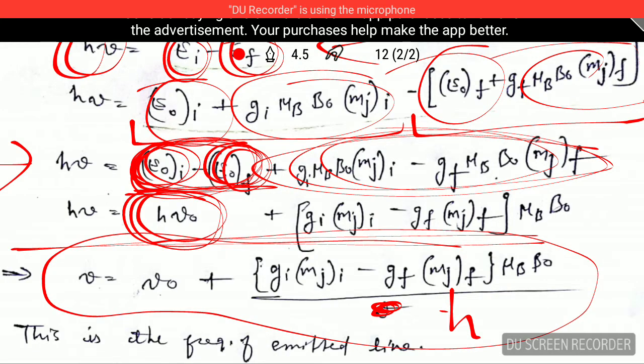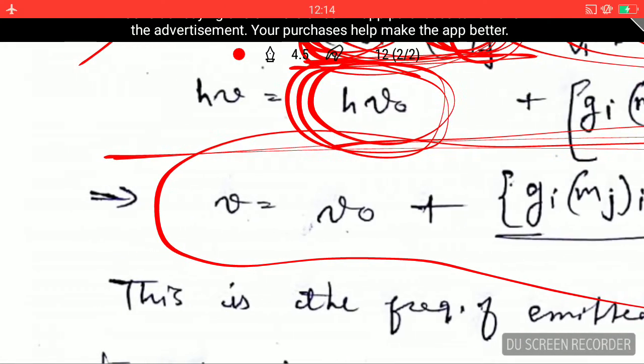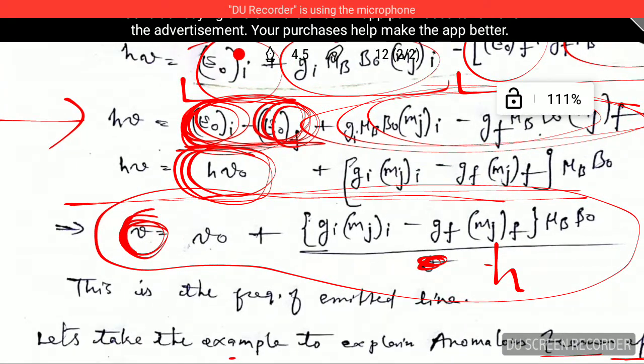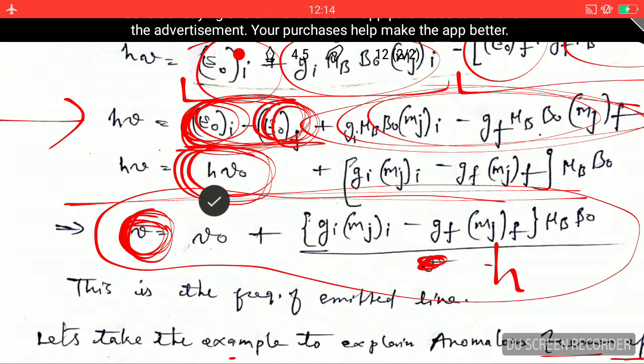At this equation, this is the frequency of the line that you see in the Anomalous Zeeman effect. When the atom makes the transition from Ei to Ef, a photon is emitted, and that is the frequency of that photon.